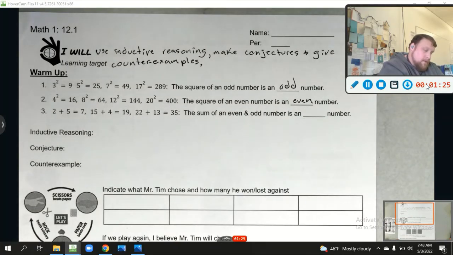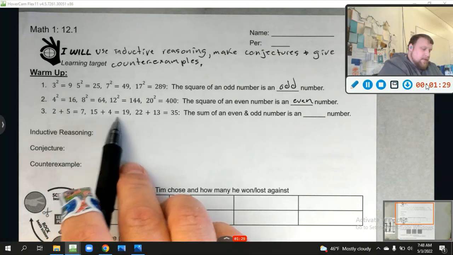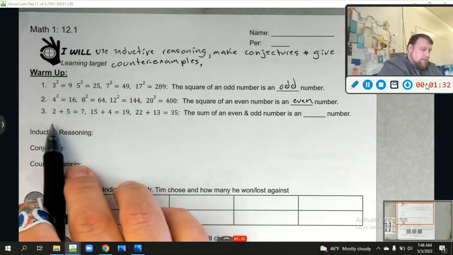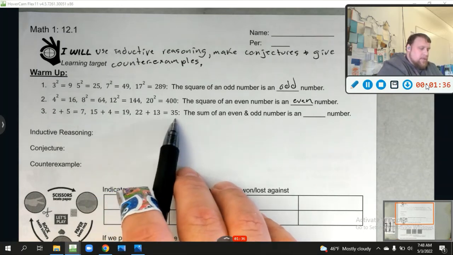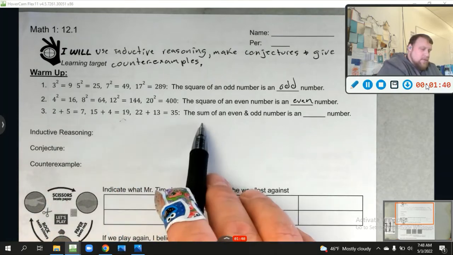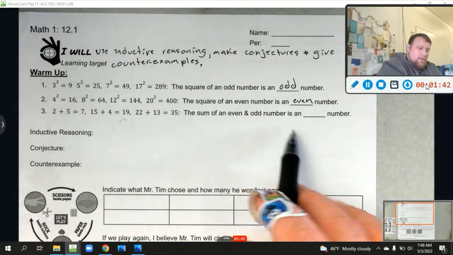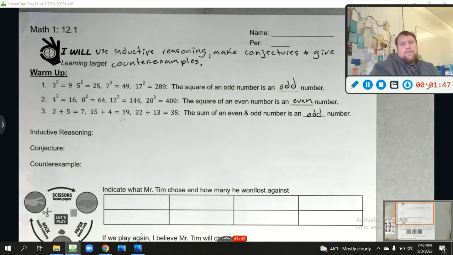Okay. Number 3, 2 plus 5 equals 7. 15 plus 4 equals 19. It looks like we're adding an odd and an even number. Even and odd number, right? Yep, even and odd number. So 22 plus 13 is 35. Notice the result each time is an odd number. So the sum of an even and an odd number is an odd number. All right, we're just trying to play odd or even.